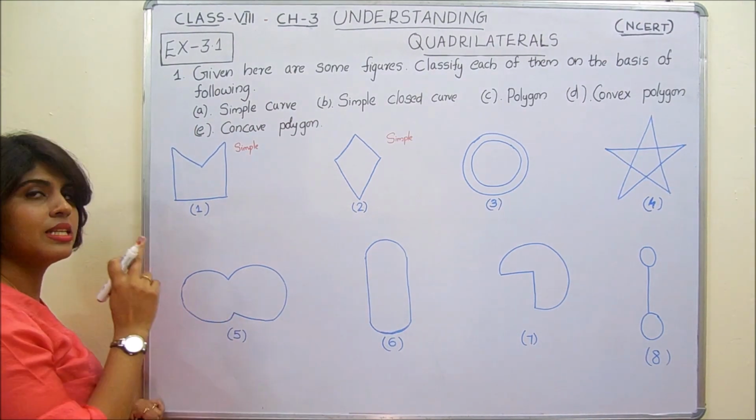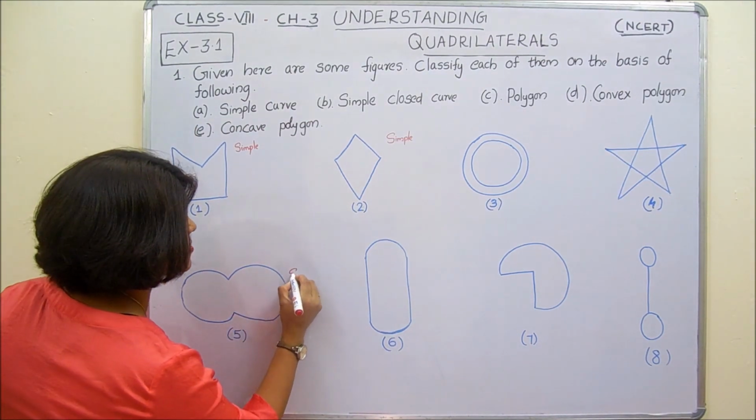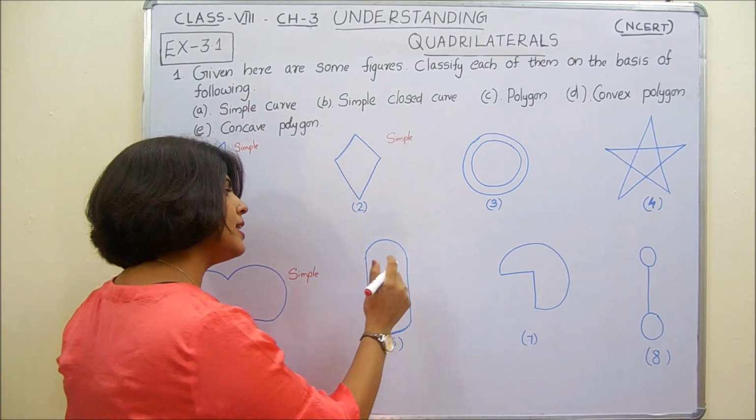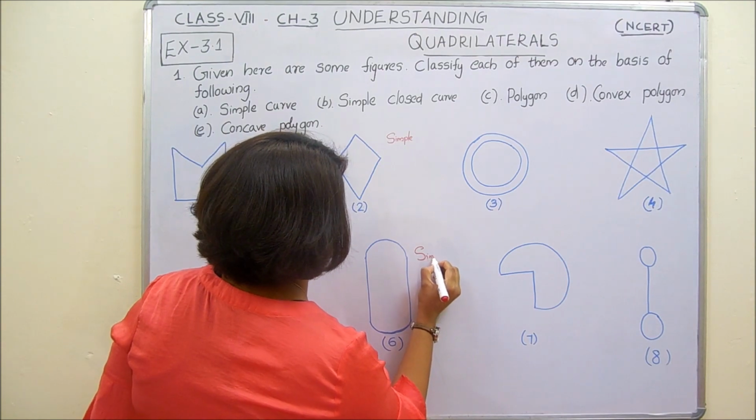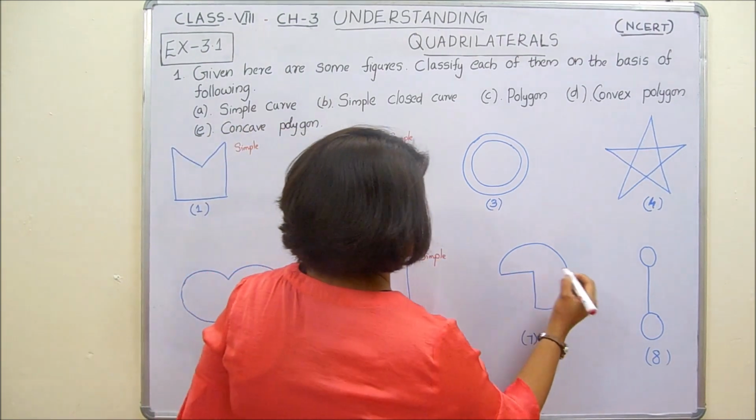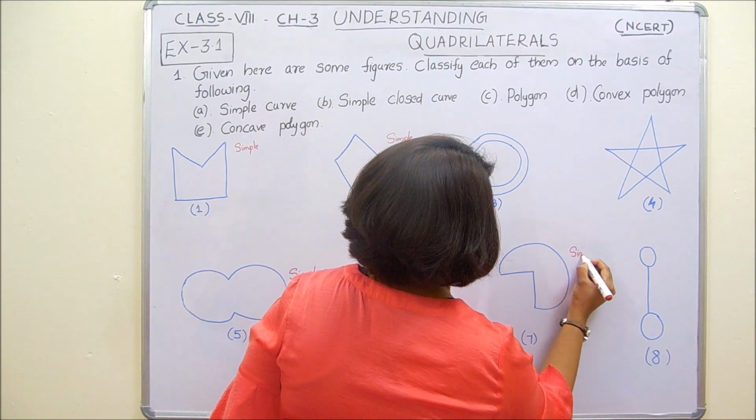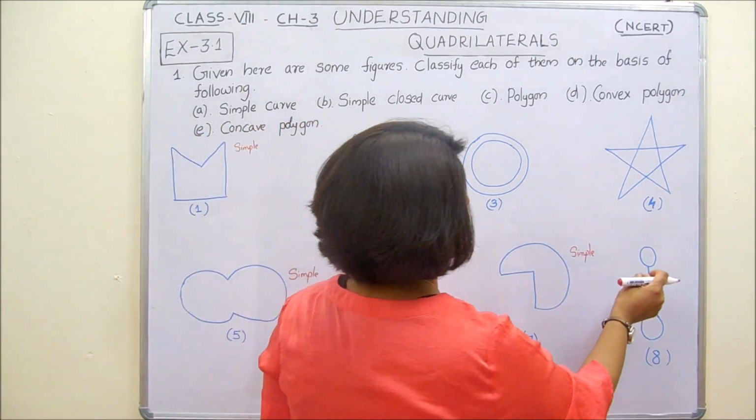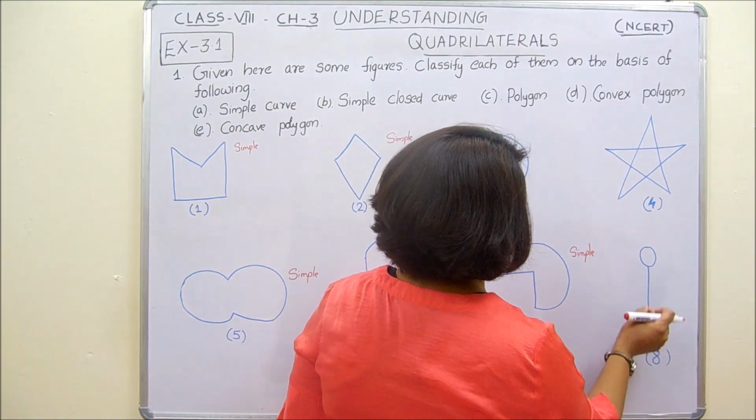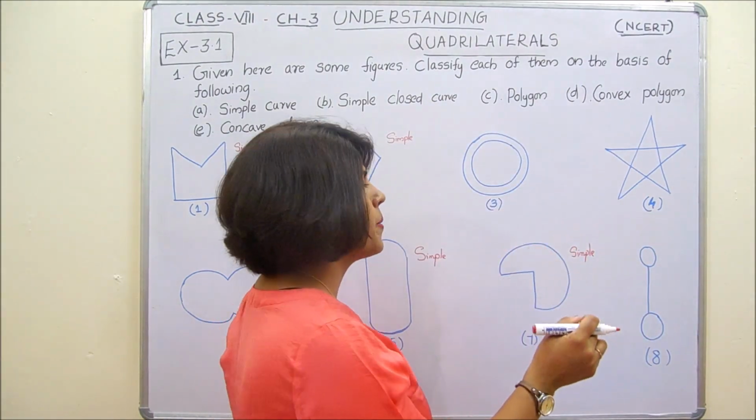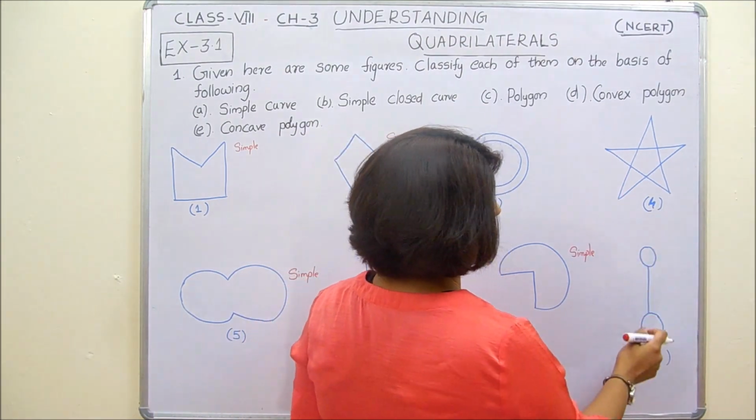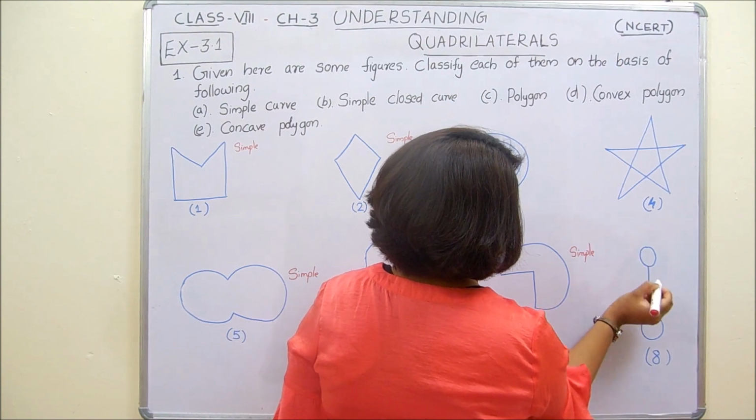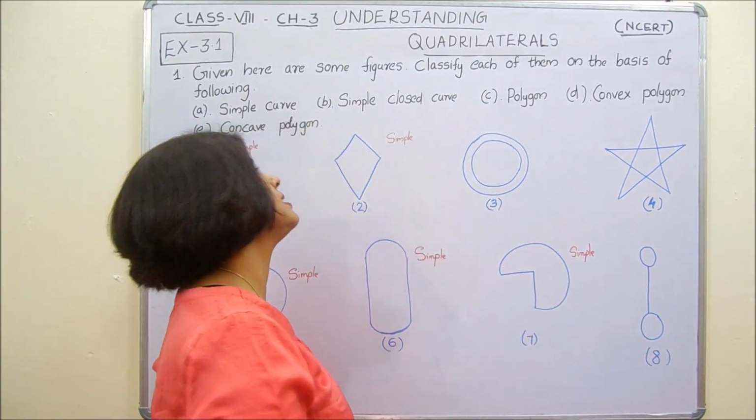And what about this one? This is again a simple curve. And this one again a simple curve. This one is also a simple curve. And what about this one? Here you can see a line segment with circles on both the ends, right? So this is again not a simple curve because the circle and the line segment are intersecting at these 2 points. So this is not simple.